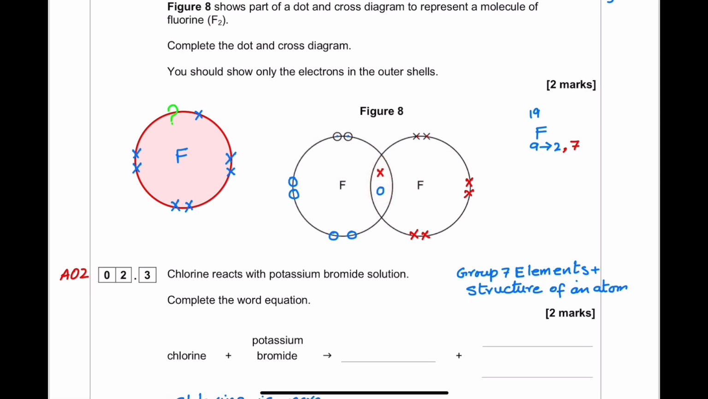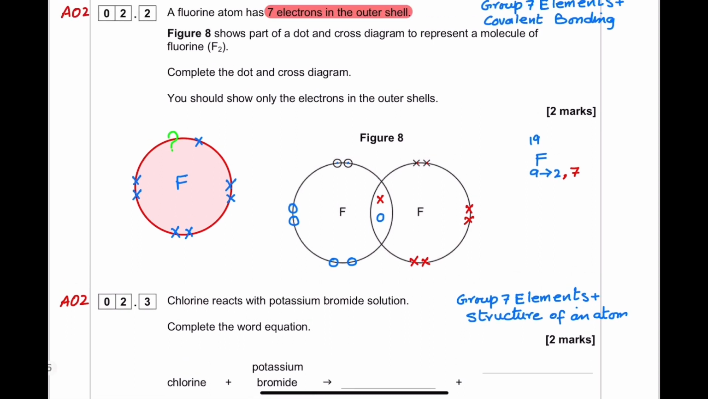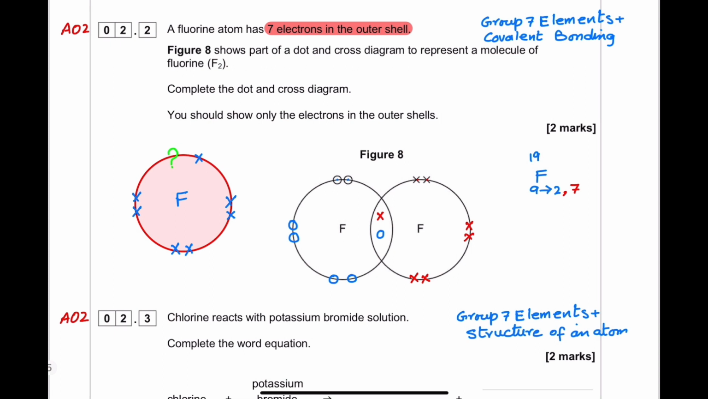So this is the dot and cross diagram, which is actually related to covalent bonding. And here we can see that each one is sharing one electron with each other. After sharing the electron, everyone has 8 electrons in the outermost shell, and they are stable and look like noble gases.